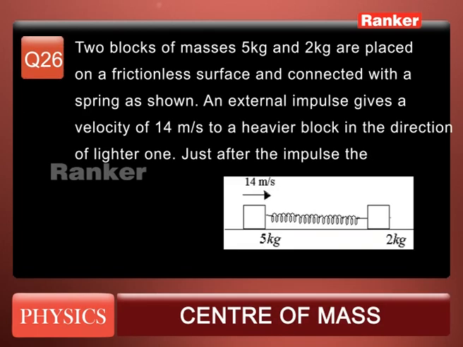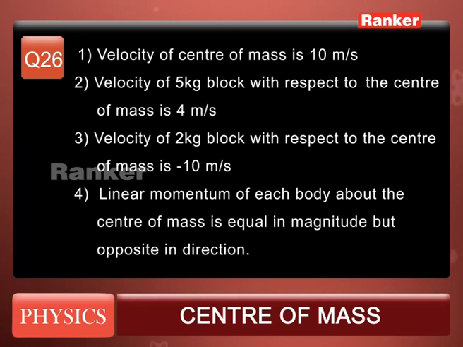Question number 26. The two blocks of masses 5 kg and 2 kg are placed on a frictionless surface and connected with a spring as shown. An external impulse gives a velocity of 14 meter per second to the heavier block in the direction of the lighter one. So, just after the impulse, the first option is velocity of center of mass is 10 meter per second. Velocity of 5 kg block with respect to center of mass is 4 meter per second. Third option, velocity of 2 kg block with respect to the center of mass is minus 10 meter per second. And the fourth option, linear momentum of each body about the center of mass is equal in magnitude but opposite in direction. Now, we have to select the correct option.